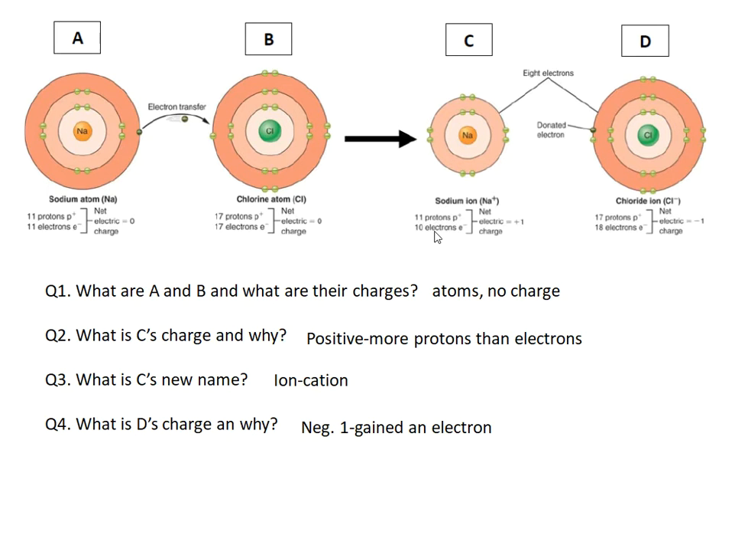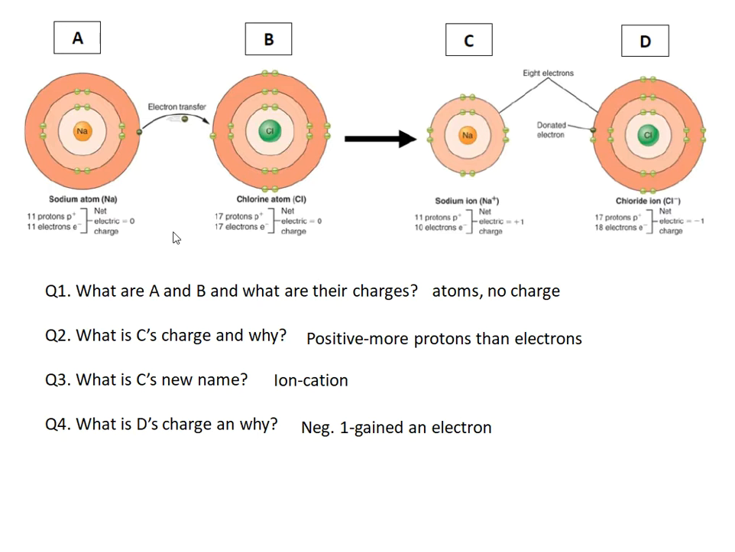Therefore, it has one fewer electron than it has protons, and the chlorine atom received that electron, so now it has one more electron than it has protons, so it is also charged. So the very first question was, what are A and B, and what are their charges? And what I wanted you to recognize was that these are atoms, and it says it in the actual image. It says sodium atom, chlorine atom.